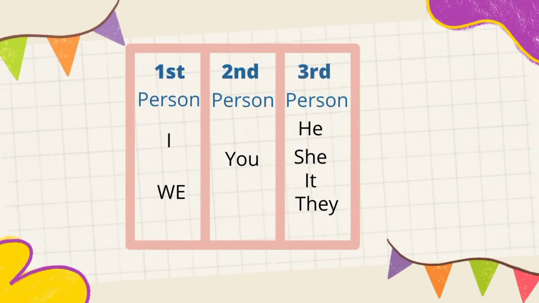So first person is I and we, the person who is talking, whether it's singular or plural. The person they are talking to is the second person, and the person who is not present there is the third person.